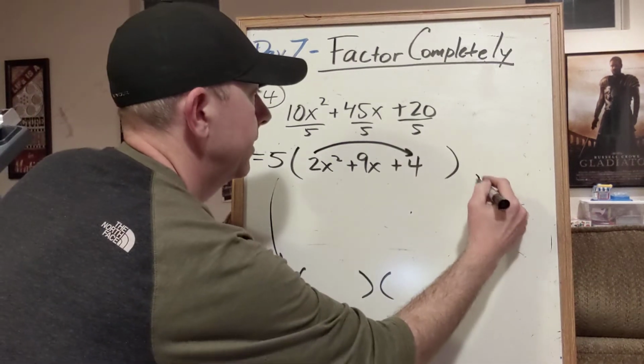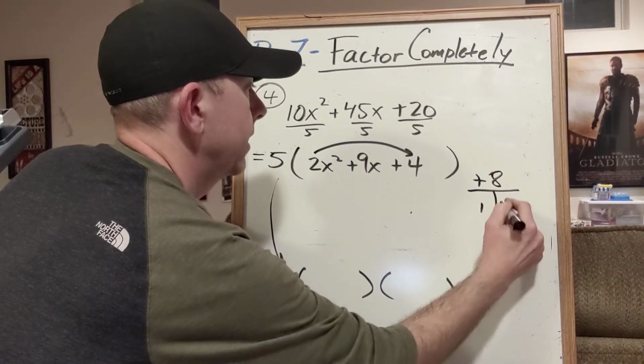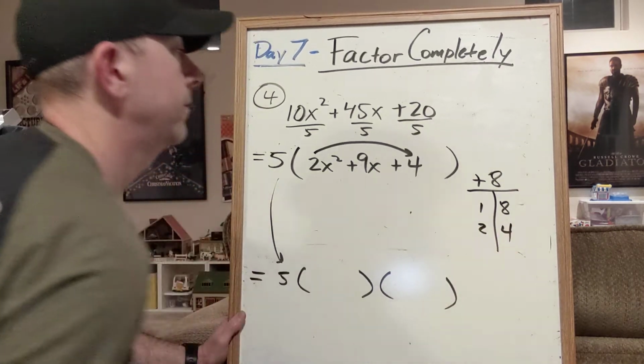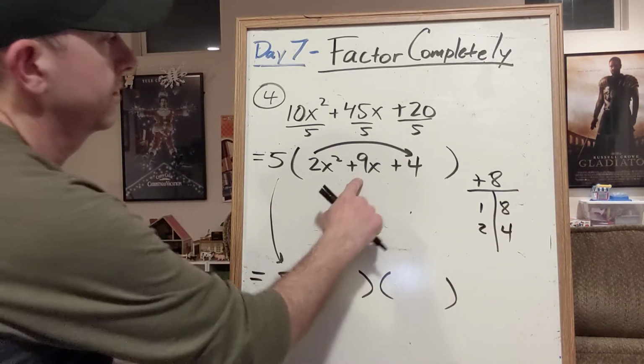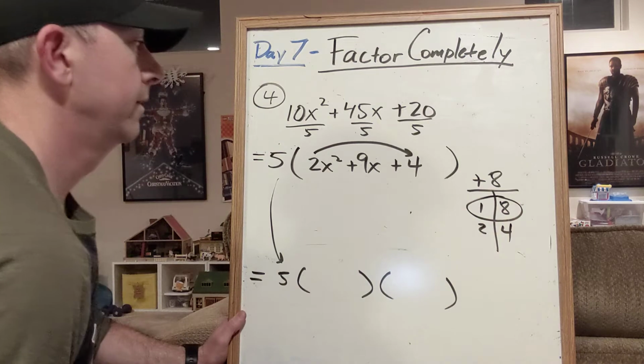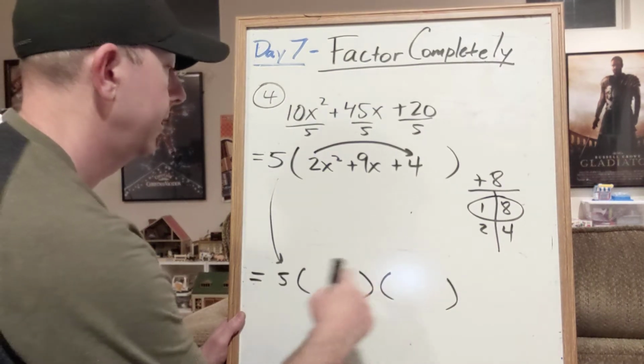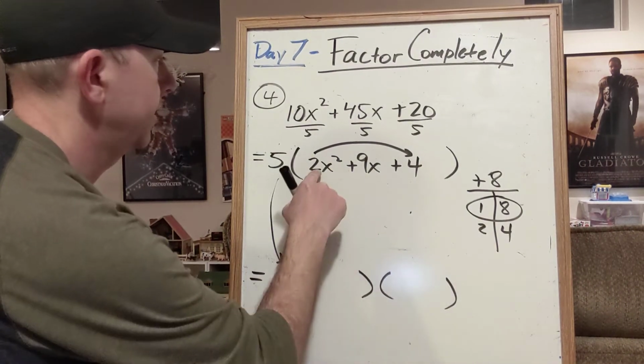It's unavoidable here. So we get positive 8. We got 1 and 8, 2 and 4, 3 doesn't work. Which of those will combine to 9? The 1 and the 8 will work. So this time we can't put x plus 1 and x plus 8 because of the 2.